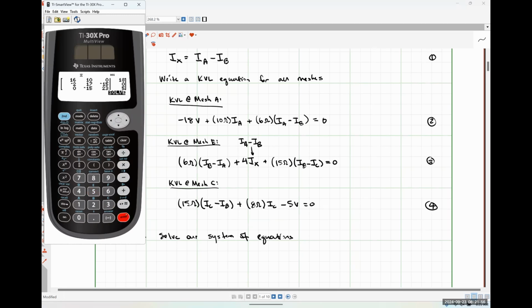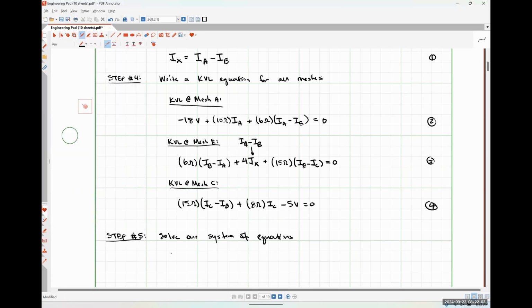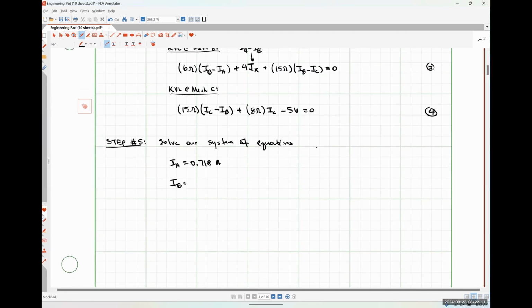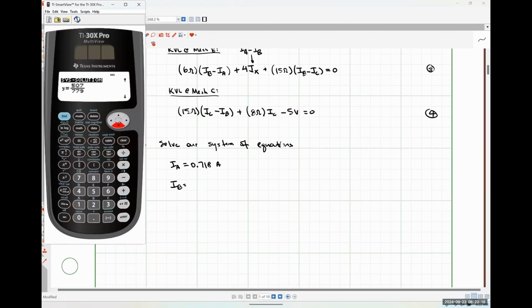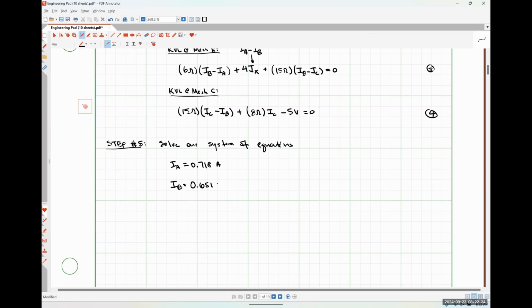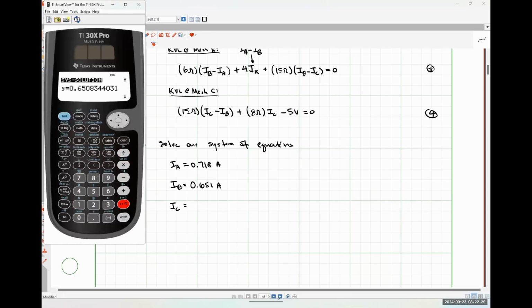And solving this system, I get IA is 0.718 amps. IB is 507 over 779, or 0.651 amps. And IC is 0.642 amps.